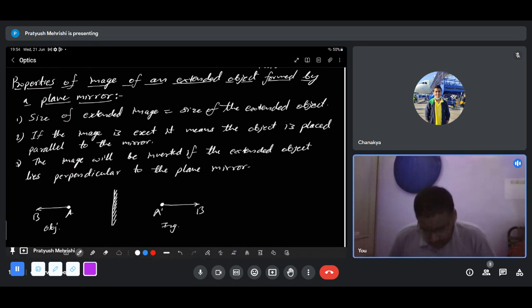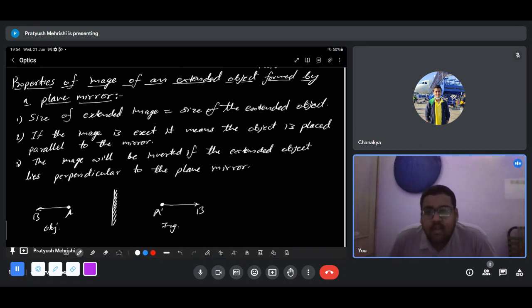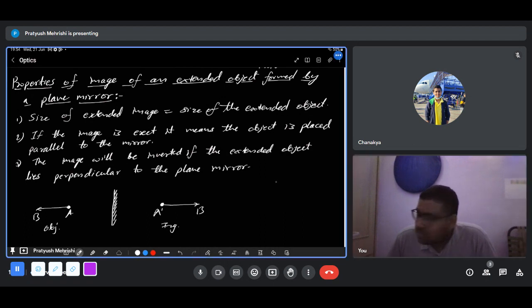Erect means image standing upright. Erect means like this.